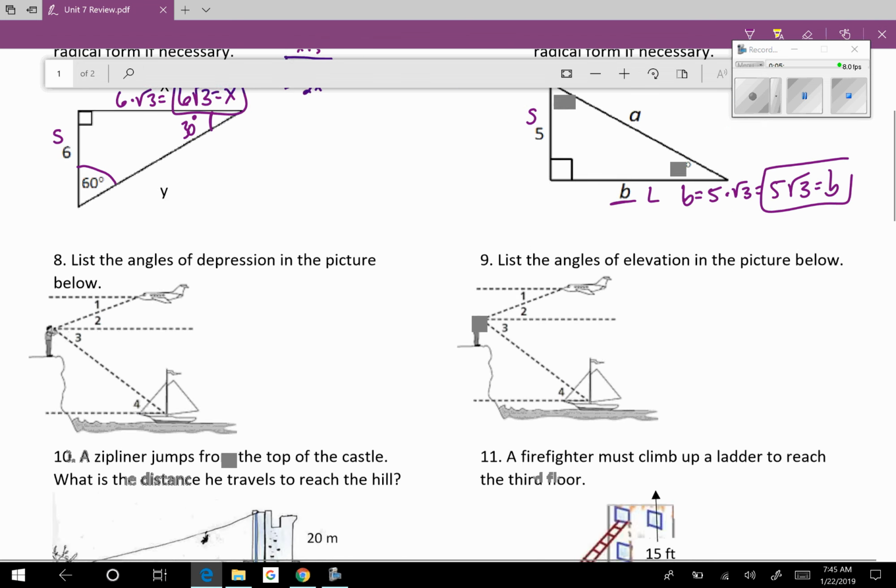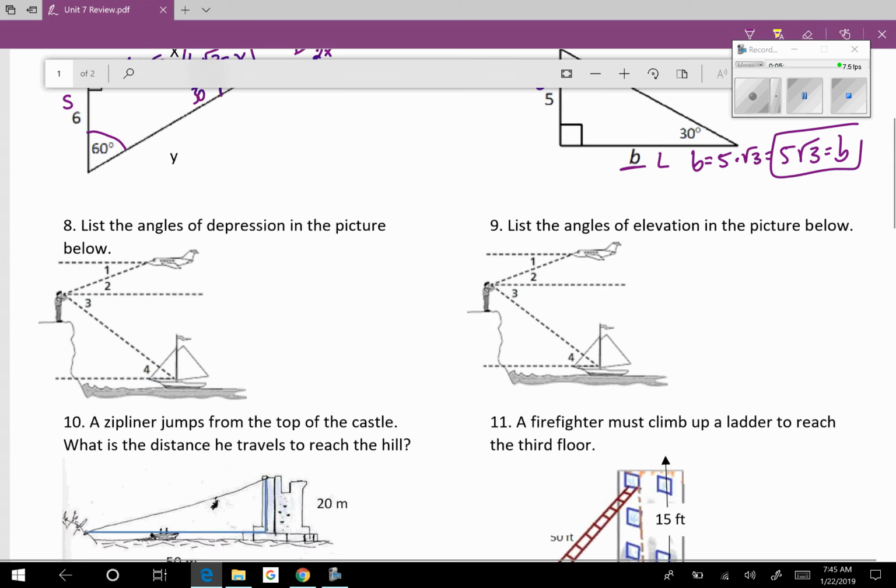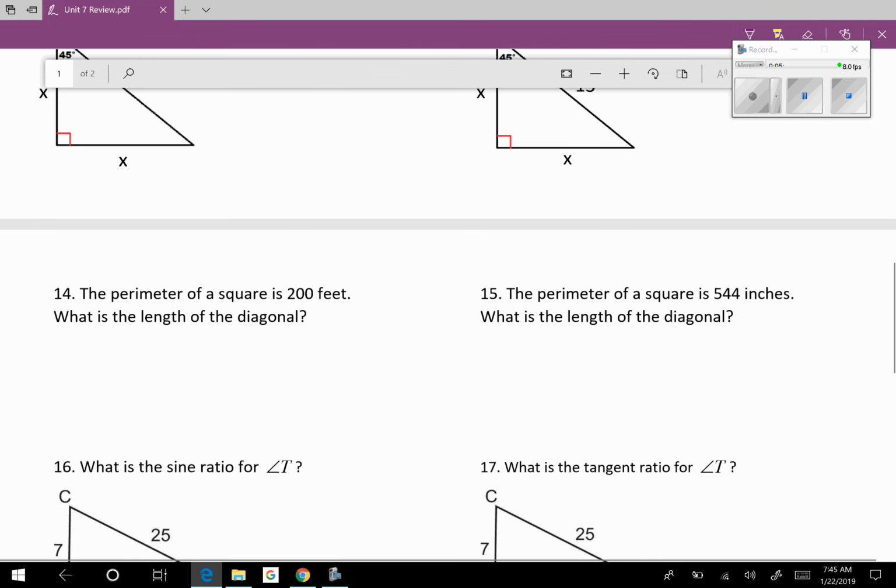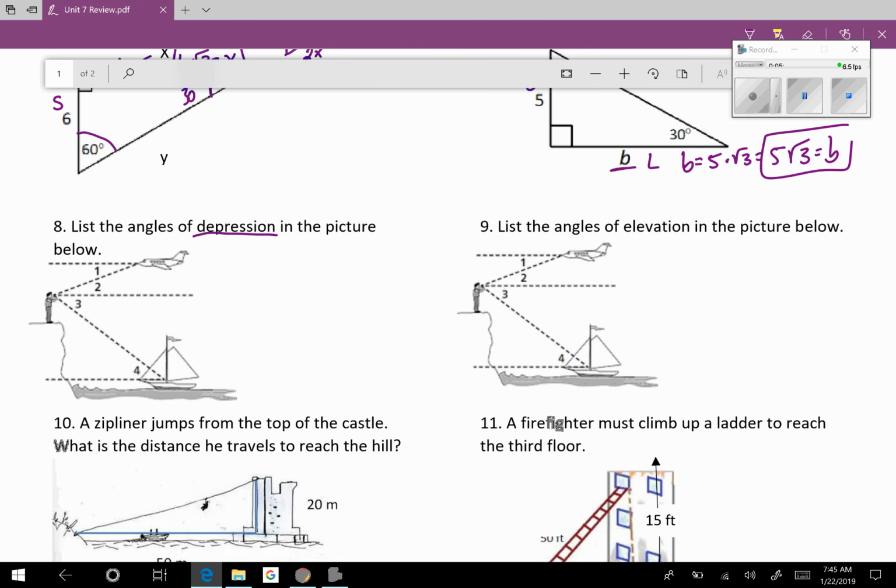All right, next one here. List the angles of depression in the picture below. So depression, this is somebody who's looking downwards. So always go and look at your horizontal line. Okay, there's the first one. And then we see angle 1. You have to look down. So angle 1 is an angle of depression.